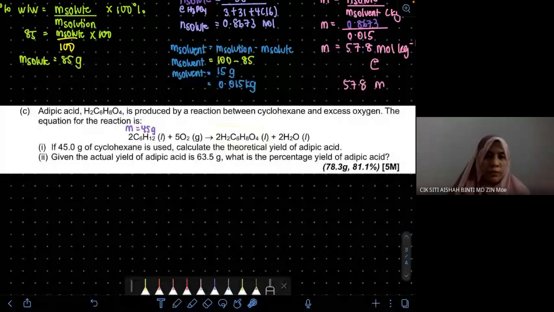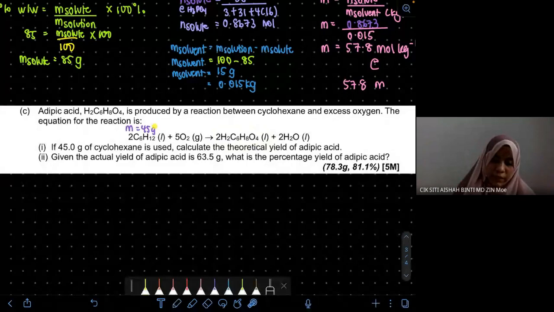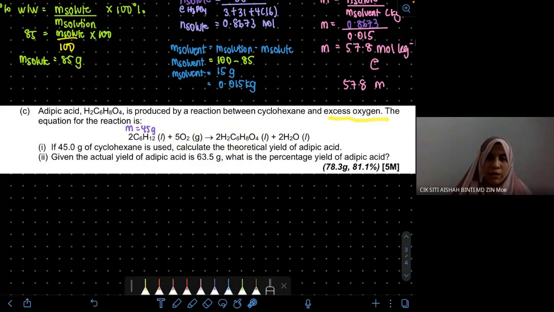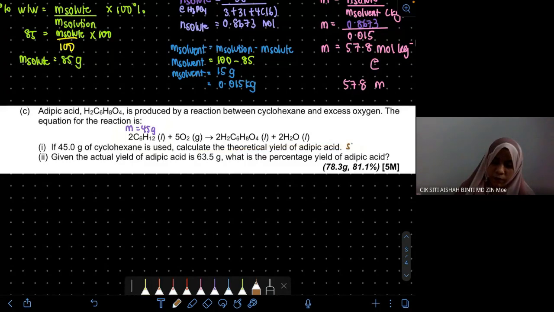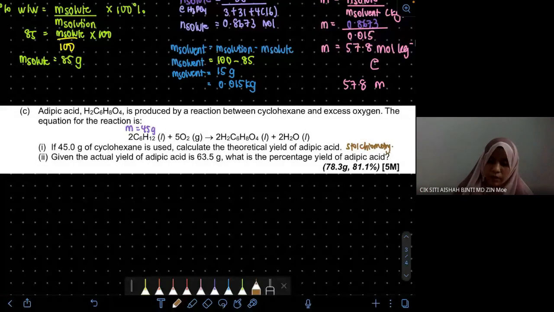In this question, only one information is given, hanya cyclohexane je. Oxygen dia tak bagi apa-apa information. Tengok ni dia kata excess oxygen. So we know that cyclohexane is actually our limiting reactant. Dia minta calculate the theoretical yield. Again, theoretical yield is the same, kita akan dapat from our stoichiometry. So first, step 1, the number of mole of cyclohexane.